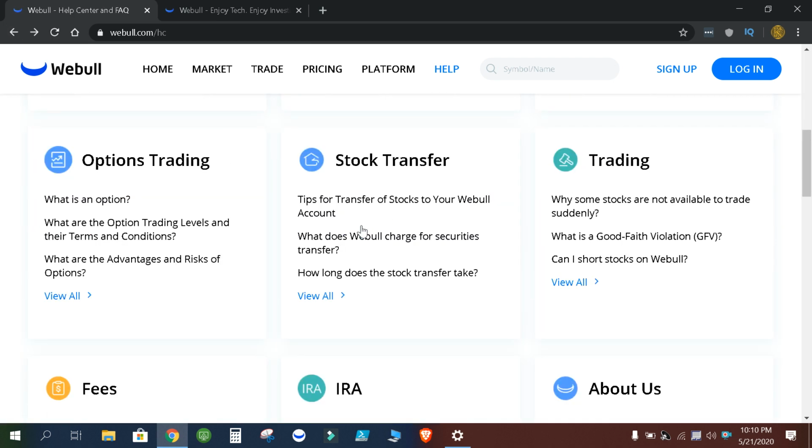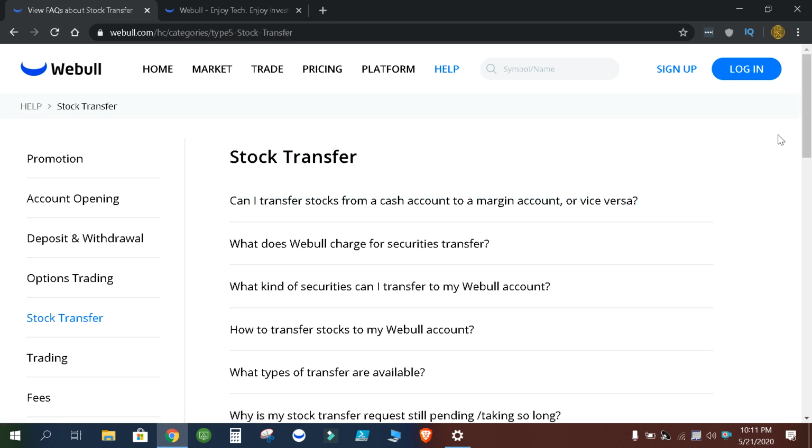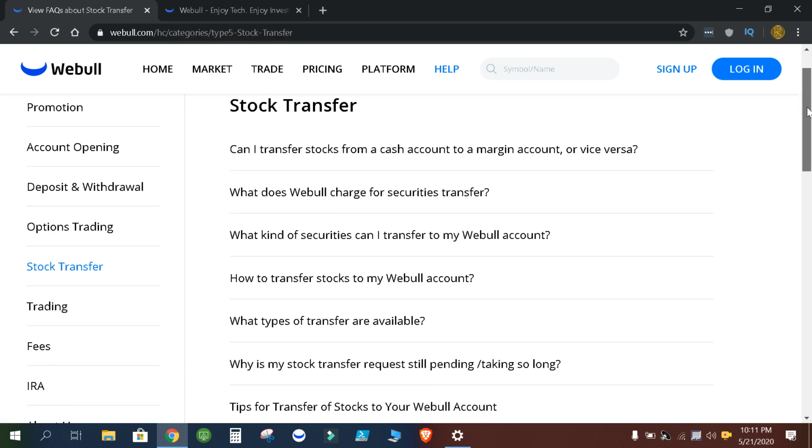I don't personally trade options, but I know people that do, and it's really pretty much an all or nothing thing. But if you are interested in it, take a look at it, go over the section, and familiarize yourself with it. Okay, so stock transfers. I haven't gotten a lot of people asking questions about this, but I'll go over some of the main ones anyway, just in case you're interested.